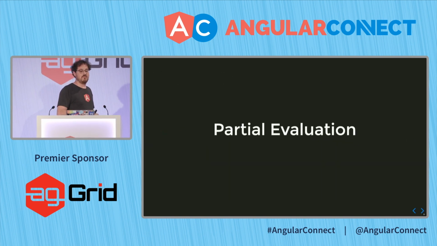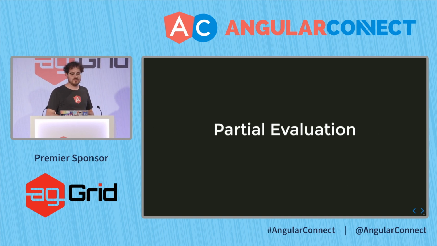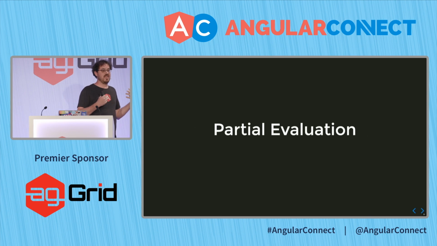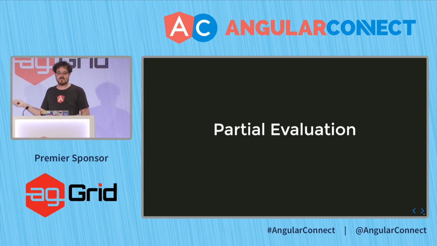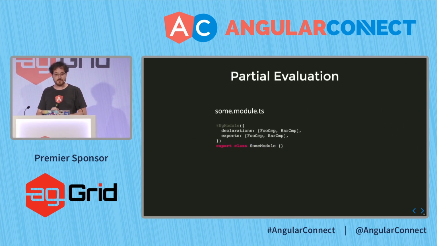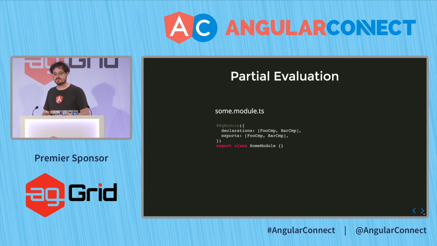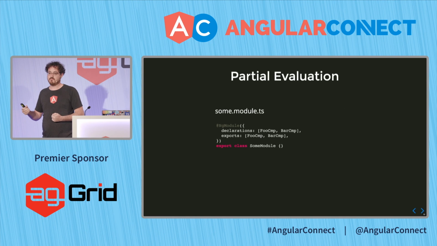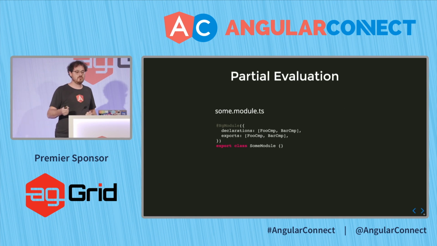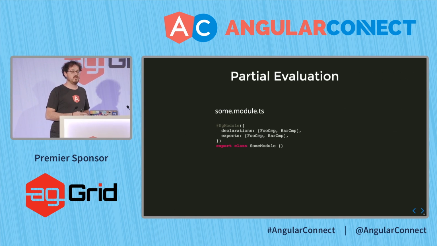So the next part of the compiler is my absolute favorite feature, partial evaluation. Did you know that the Angular compiler contains almost a complete TypeScript interpreter? Right? This is actually pretty crazy. So why would the compiler need to interpret TypeScript code? The short answer is because we need to know at build time the actual value of certain expressions that you've written in your decorators.